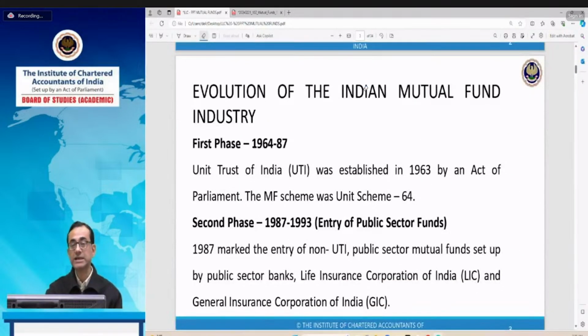Now come to the second aspect of the mutual fund, that is the evolution of the Indian mutual fund industry. The Indian mutual fund industry, students, has actually gone forward very slowly. In 1964, Unit Trust of India came out with a mutual fund scheme. That was the first mutual fund scheme in India. It was called US 64 or Unit Scheme 64.